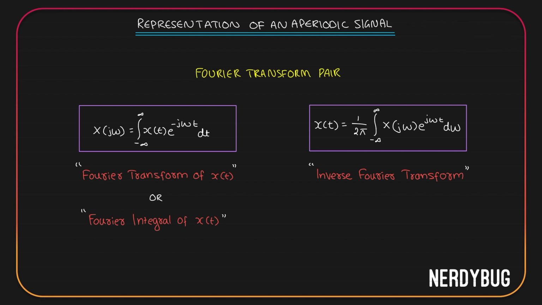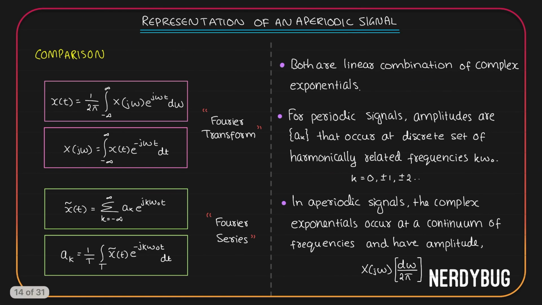In Fourier series also we had two equations. Let us have a comparison between them. Using Fourier transform, we can represent an aperiodic signal x of t like this: 1 by 2 pi integral from minus infinity to infinity x of j omega e raised to j omega t d omega. At the same time, we can represent a periodic signal x tilde of t using Fourier series. We get summation from k equals minus infinity to infinity ak e raised to j k omega naught t. Comparing these two equations, we can see ak in Fourier series is analogous to x of j omega in Fourier transform.